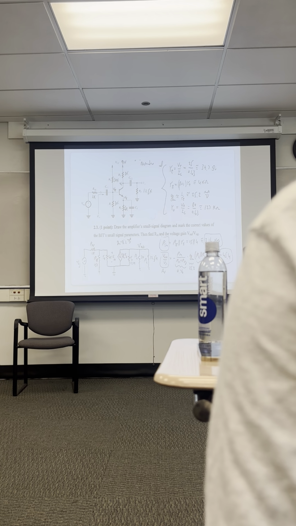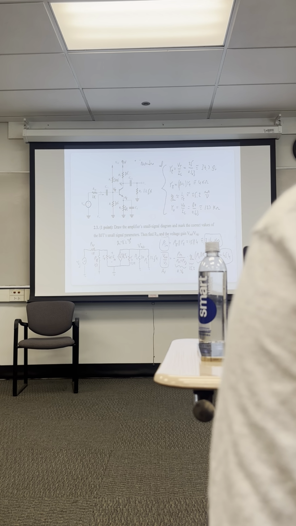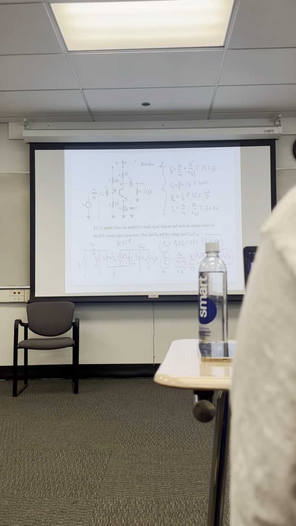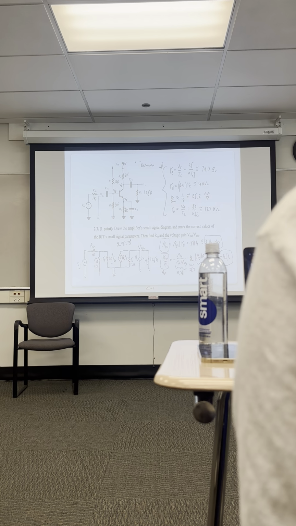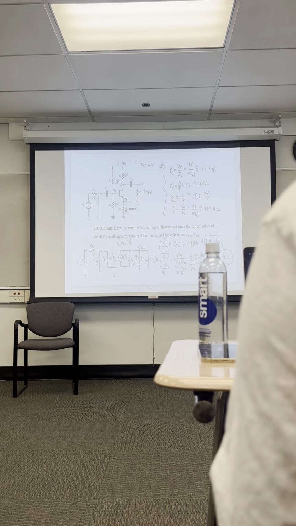The next part says to draw this amplifier's small signal diagram. If a question like this is on the exam, we'll need to recall this diagram from memory. We're not allowed to draw diagrams on our formula sheet. So here's the small signal diagram, and we need to calculate 4 small signal parameters in order to complete it.